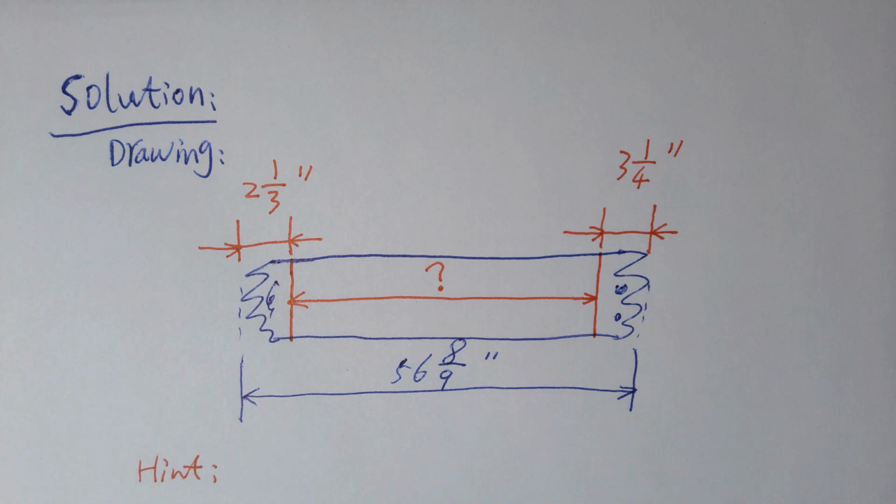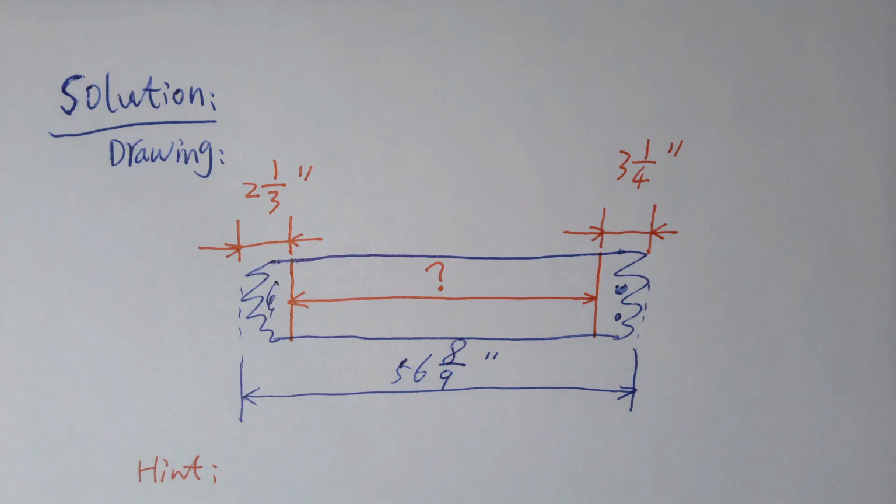In order to use this wood piece, the carpenter has to cut from both sides. On the left side, he had to cut by 2 1/3 inch. On the right side, he has to cut 3 1/4 inch. The question is, what is left? So basically, we are looking for this length, the red line here. Okay. So here's a hint.